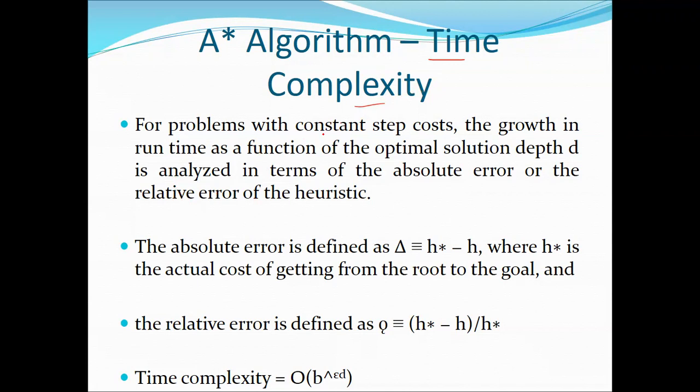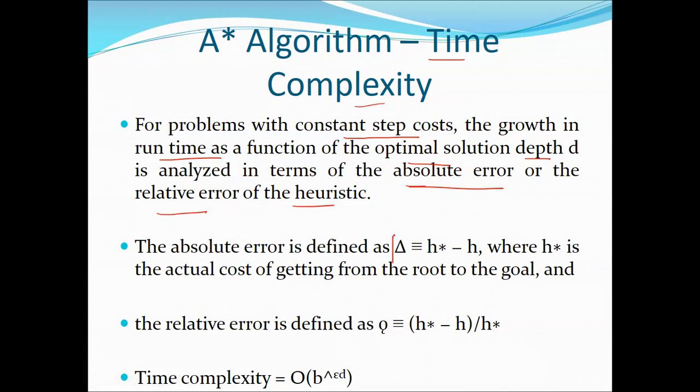In the A-star algorithm, for problems with constant step costs, the growth in the runtime is nothing but the time complexity. The growth in the runtime as a function of the optimal solution. Let us assume the optimal solution is available at depth d. So the time complexity of the A-star algorithm is analyzed based on two factors: one is absolute error and the other one is relative error of the heuristic.